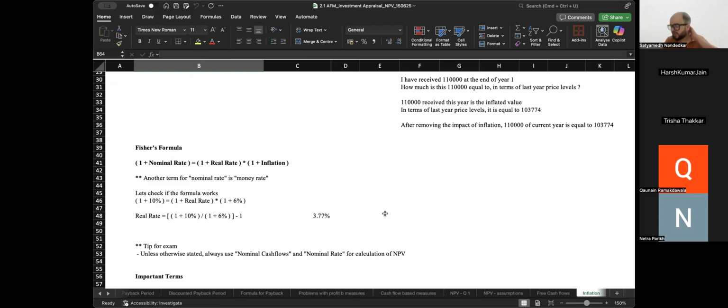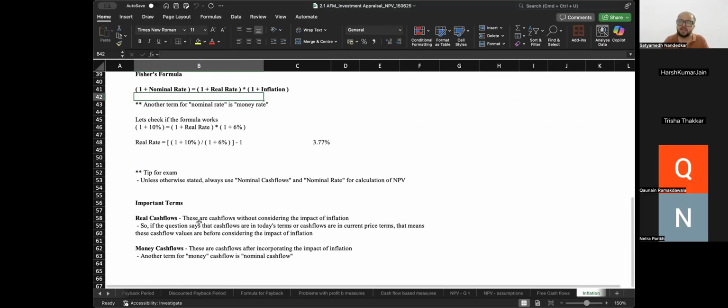Please remember that if there are multiple inflation rates given in the question, the general rate of inflation should be used for calculating this nominal rate. Otherwise, if there are multiple rates given to you, for revenue use the revenue rate, for cost use the cost rate. General rate of inflation should be used for application of this formula. See, in the question, make sure that money cash flows are mapped with the money rate. A real cash flows question you will hardly ever get in the exam.